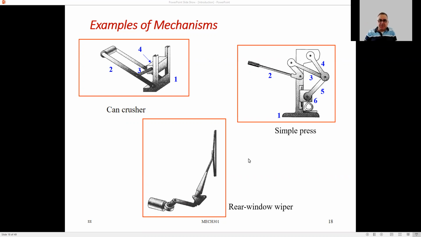So these are very basic mechanisms, as we see. Again, you have 4 links. 1 is the ground, 2 is the crank, the third one is the connector, and the fourth one is the wiper that wipes the windshield. It moves back and forth like this so that it cleans the back window, for example.